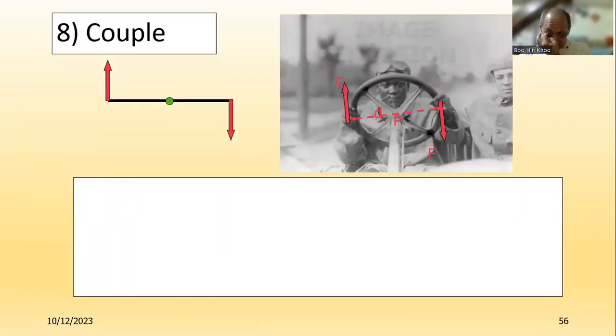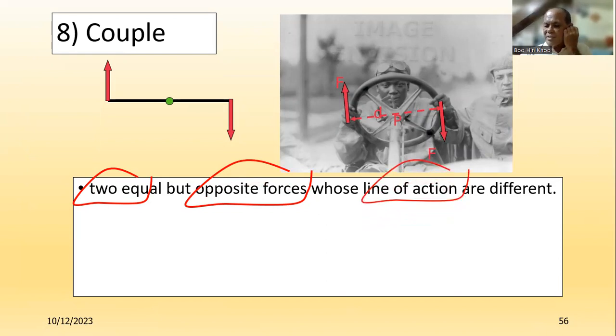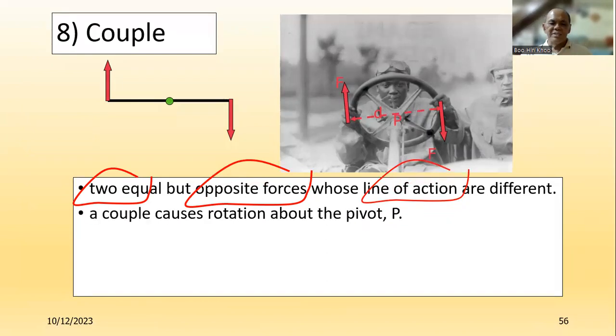We find another term, couple. Two equal but opposite forces whose lines of action are different. Two equal forces, opposite each other. Line of action is different. There's a three condition. It causes rotation.